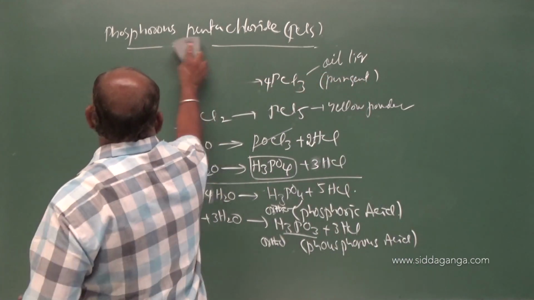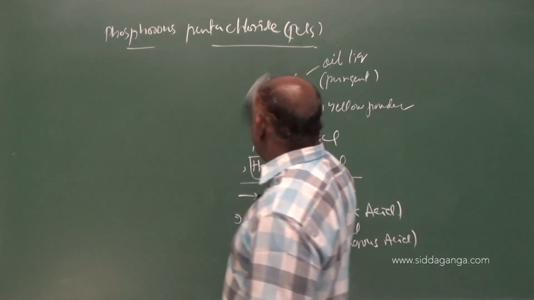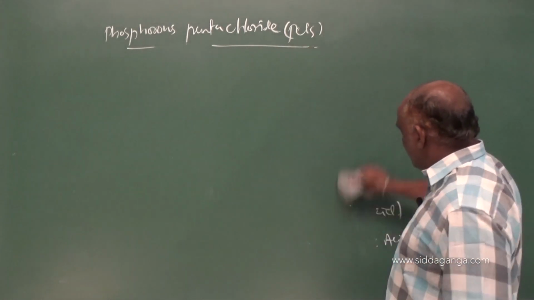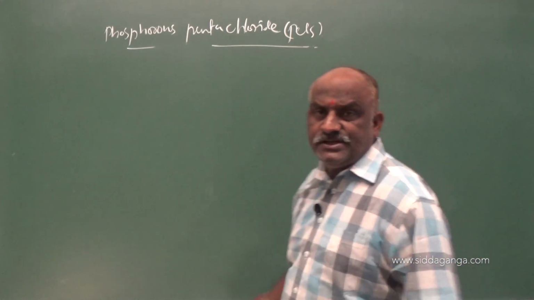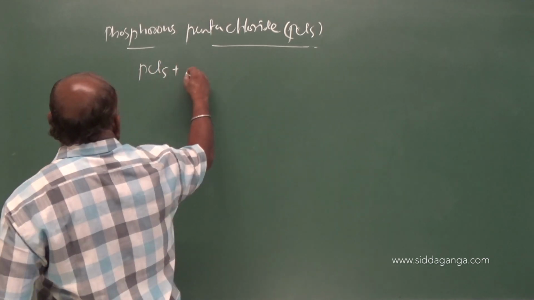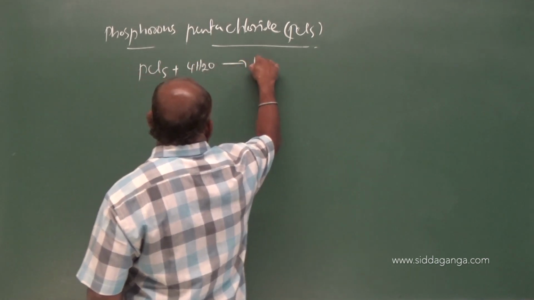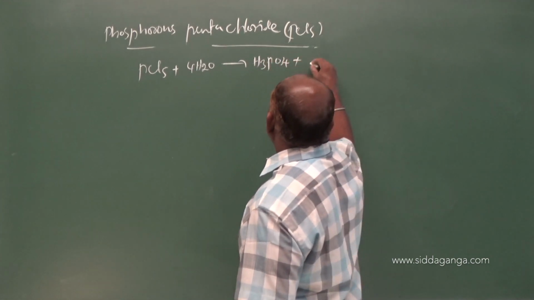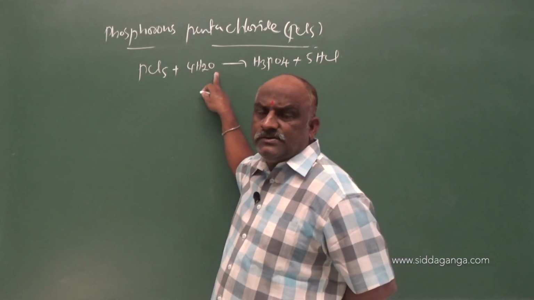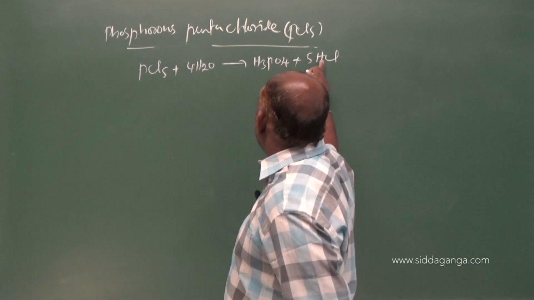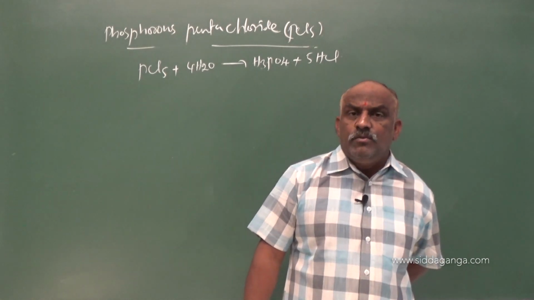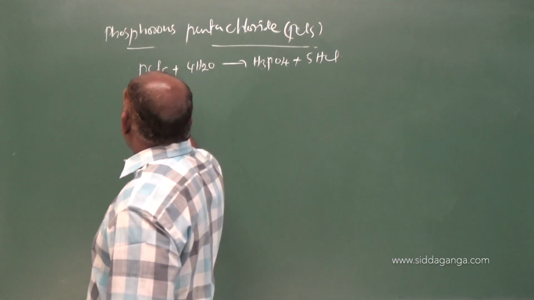Next, some more reactions are there regarding this. After completion of this, next are the oxy acids. Oxy acids are important from the examination point of view. So before starting oxy acids, we should finish some more chemical reactions. PCl5 plus 4H2O gives rise to H3PO4 plus 5HCl. Clear it is. PCl5 plus 4H2O gives rise to H3PO4 plus 5HCl. H3PO4, as you know, is called orthophosphoric acid.